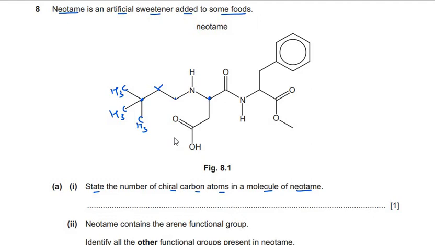Here is one carbon which is possibly a chiral center, because it's bonded to 4 different groups, with the 4th group as hydrogen. So this is definitely a chiral carbon. This is the first carbon I'm marking with an asterisk. There is one more carbon here, again I'll mark it with an asterisk. Why? Because there are 3 different groups, the 4th group being hydrogen. So there are 2 carbons in total here which are chiral centers. Again, the next carbon here is not a chiral carbon, because there are 2 hydrogens present here. So 2 chiral carbons are present in the molecule of Neotame.